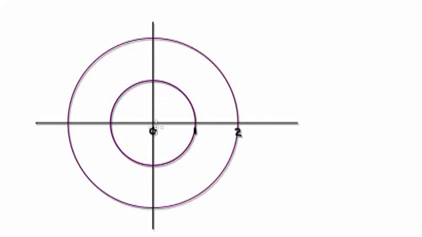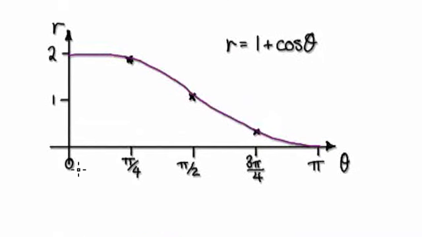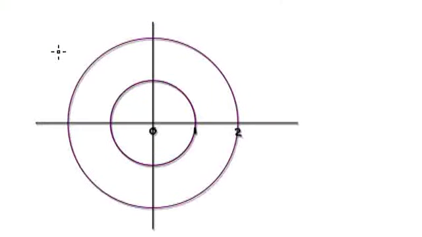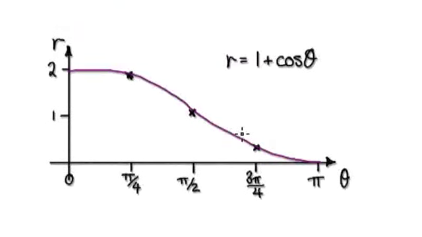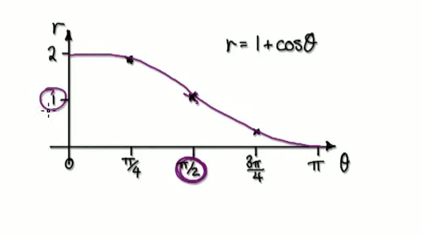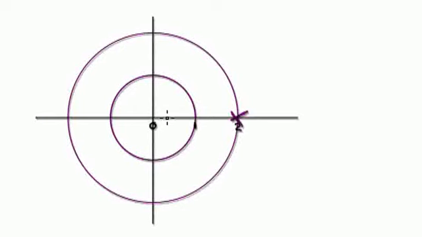So when theta is 0, the radius would be 2. So it would be right here. And then looking at this, when theta is pi over 2, the radius will be 1. So pi over 2 would be from here to here. So that would be somewhere along here. The radius will be 1. So it would be here.